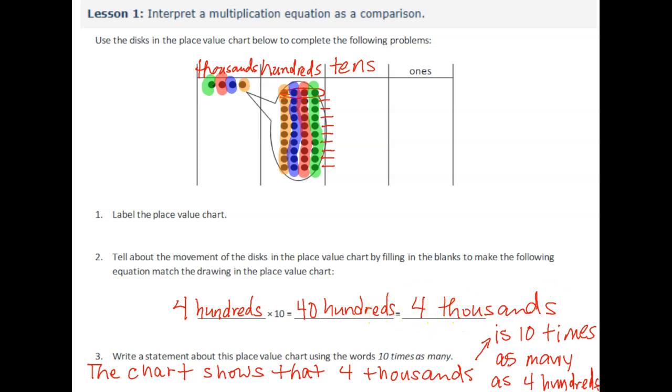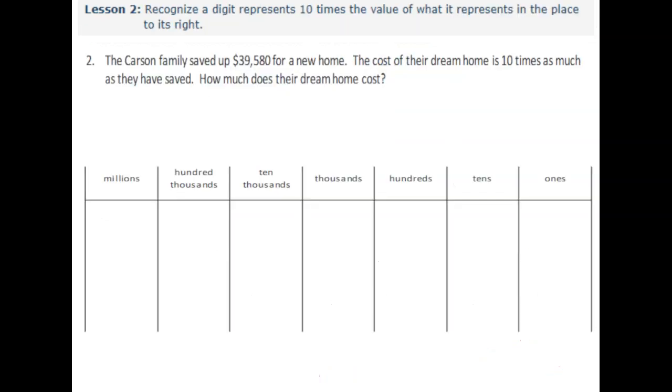All right, moving on to lesson number 2. Lesson number 2, we changed it up here. I'm going to do number 2 first, just because I put it in that order on the slide. The objective is to recognize a digit represents 10 times the value of what it represents in a place to its right. So each one of these place value units is going to represent 10 times the value of the place value to the right. We're going to talk about adjacent, or the neighbor.